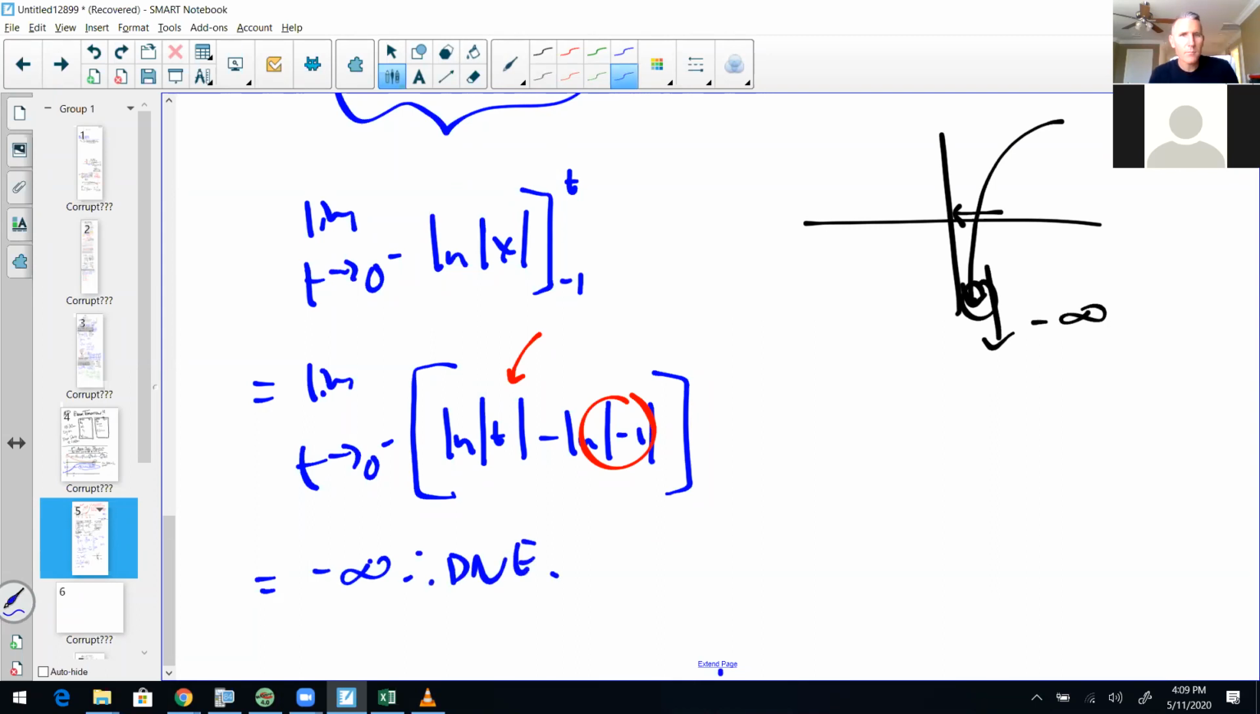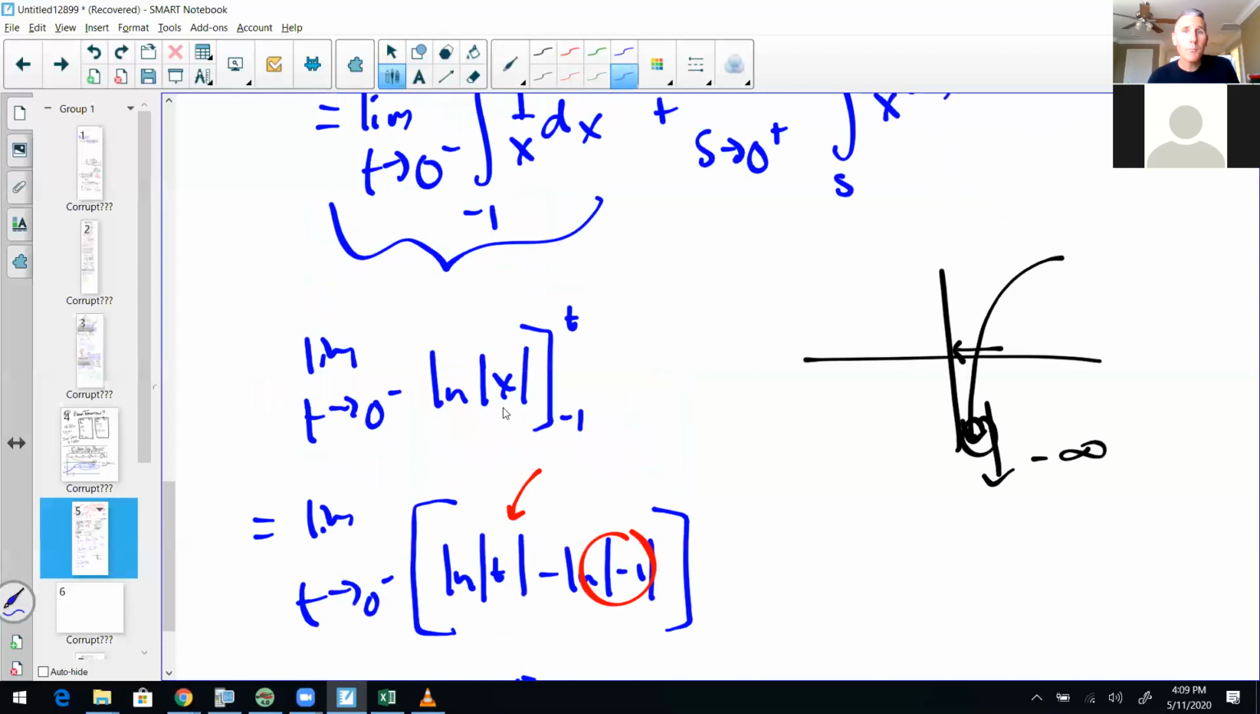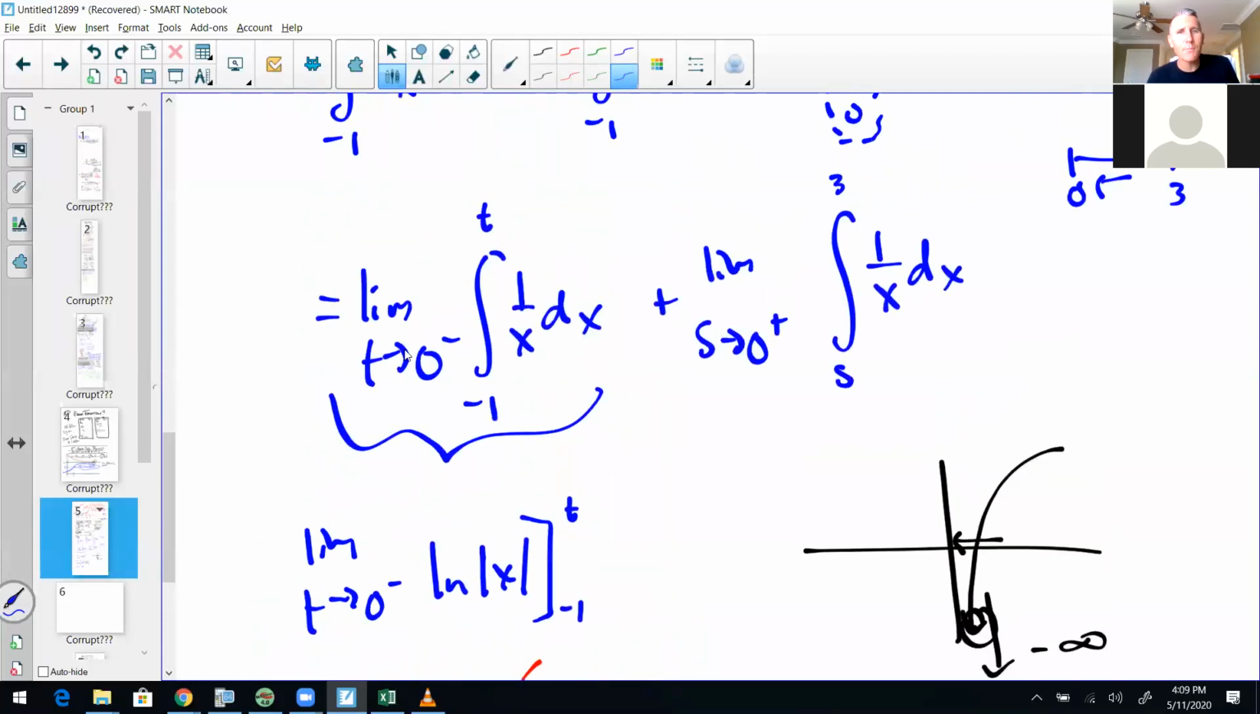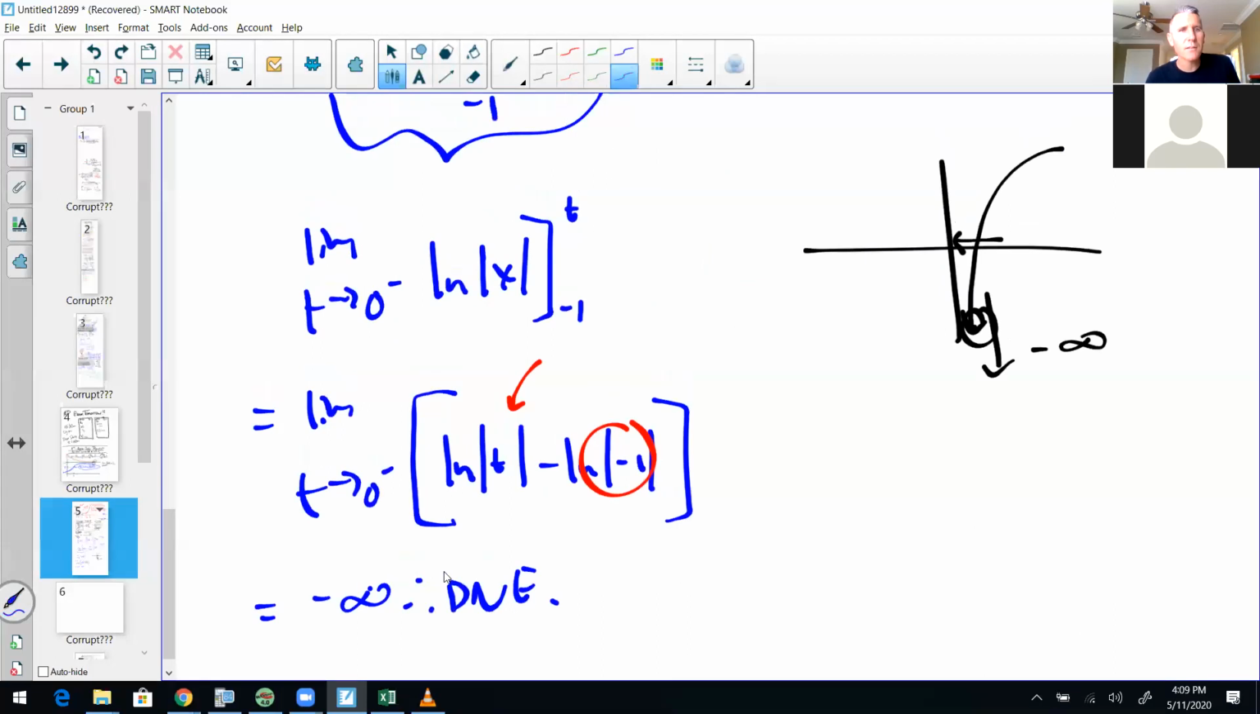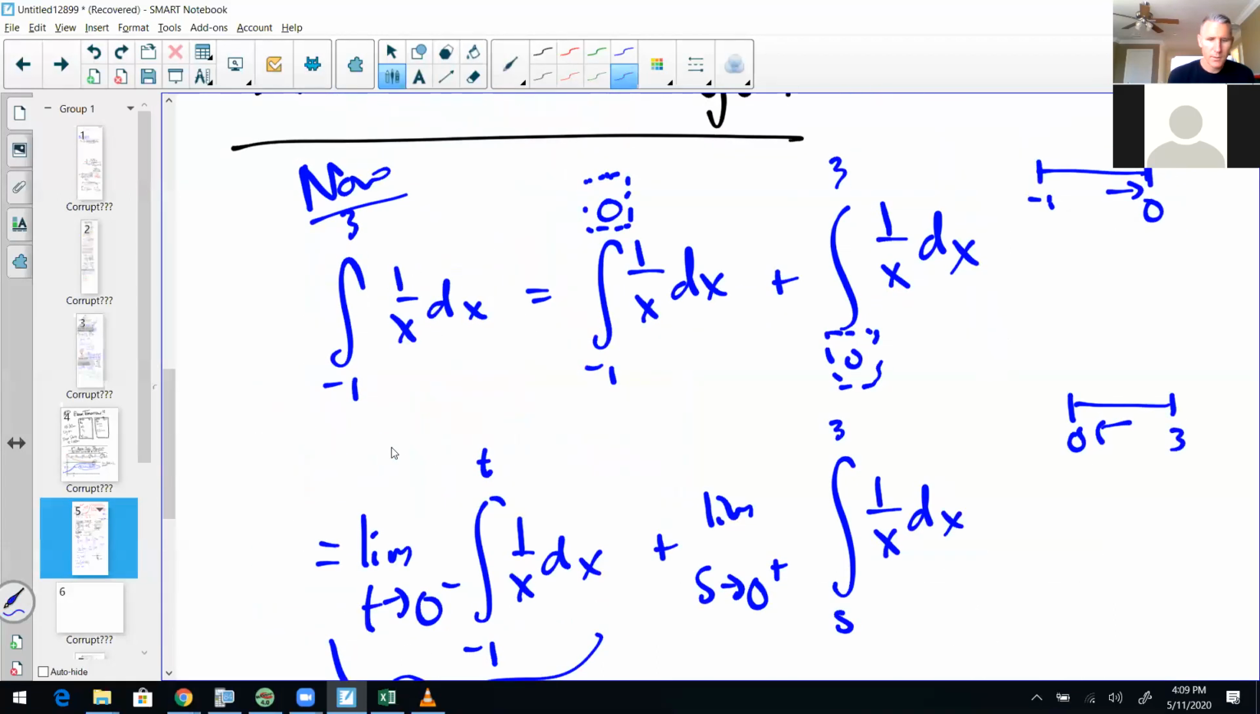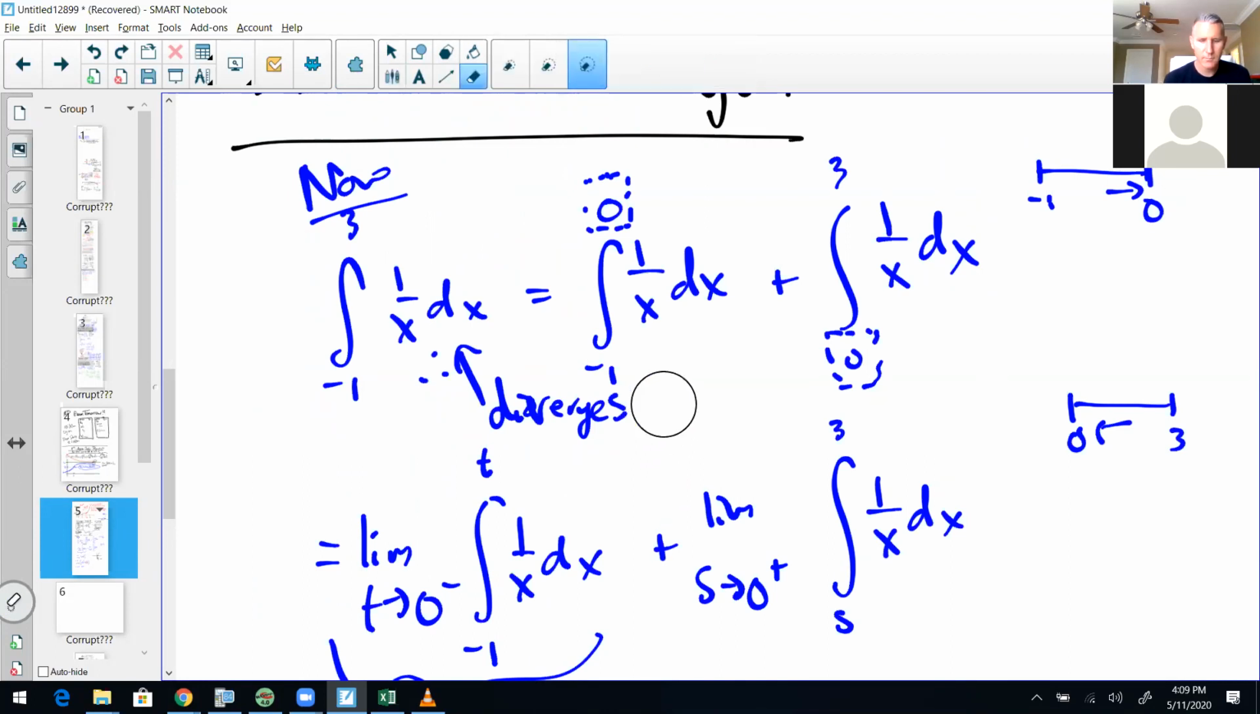So that tells me that as long as any part goes to one of the infinities, therefore this guy diverges. That's what we've shown there. So this is one of the forms of improper integrals.